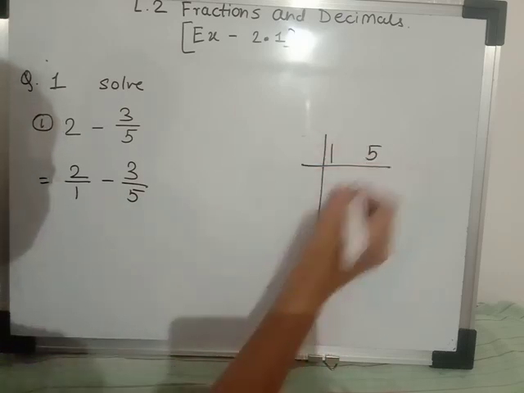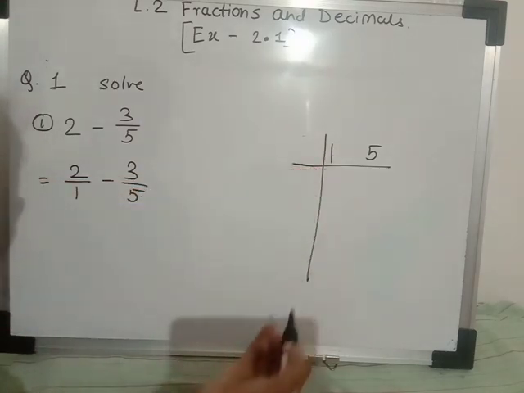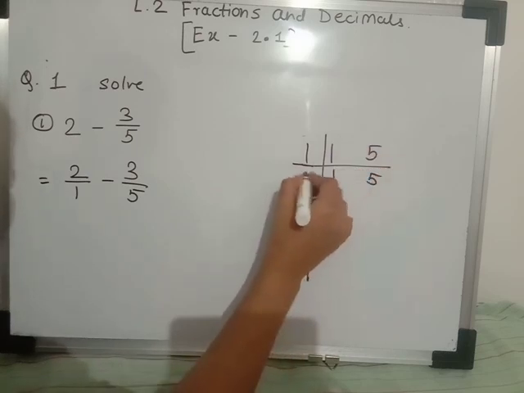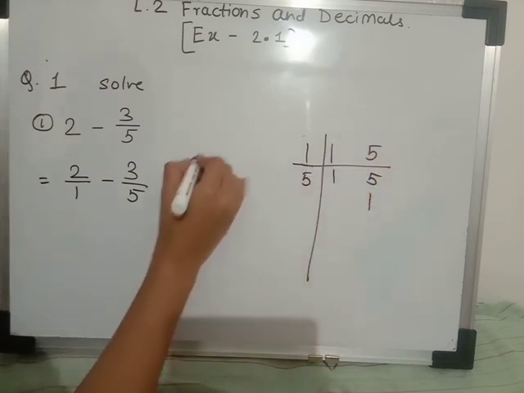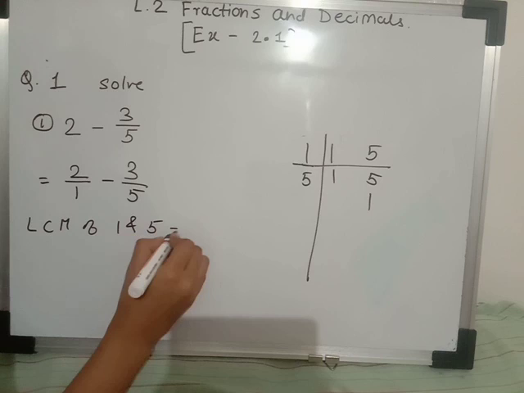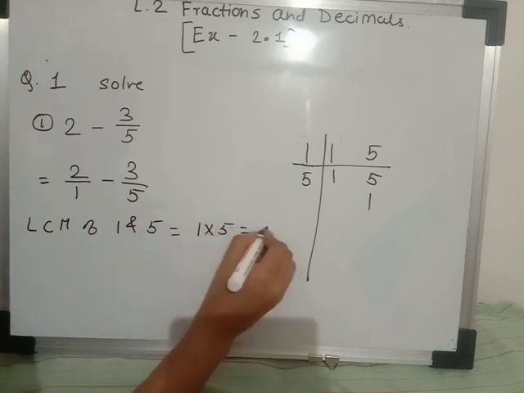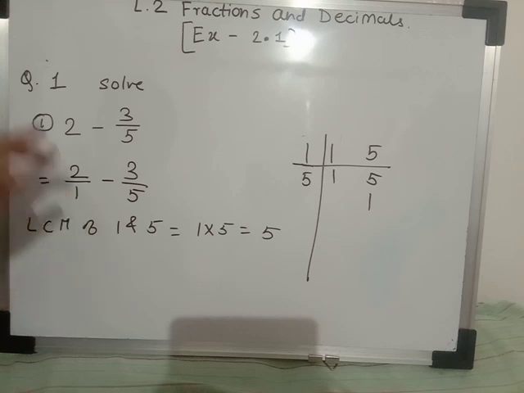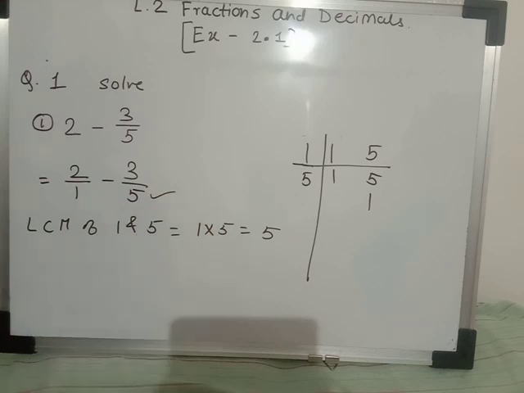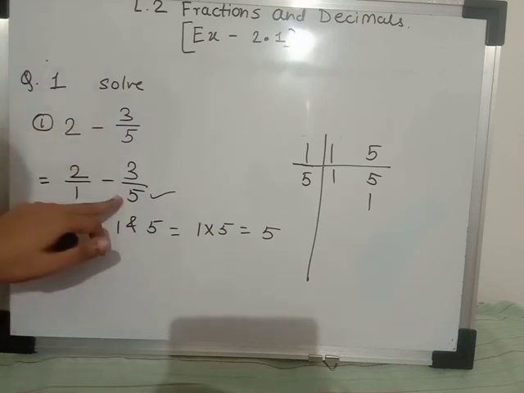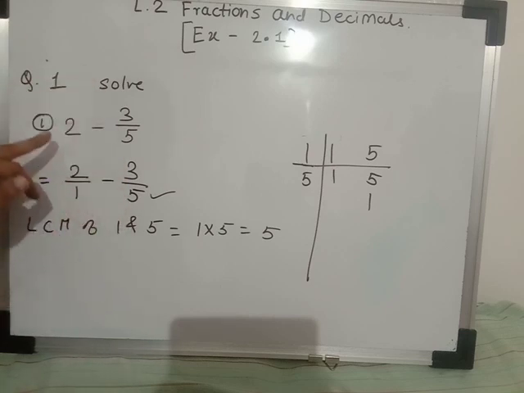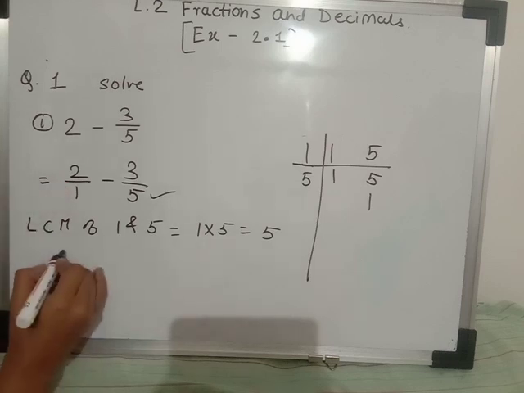Now 1 is divisible by 1 itself, and 5 is divisible by itself. So we can write here the LCM of 1 and 5 is equal to 1 multiplied by 5, which is equal to 5. So here we have to make our denominator 5. Out of both fractions, one fraction already has denominator 5, so there is no need to change its denominator. So we are going to change the denominator of the first fraction, that is 2 by 1.